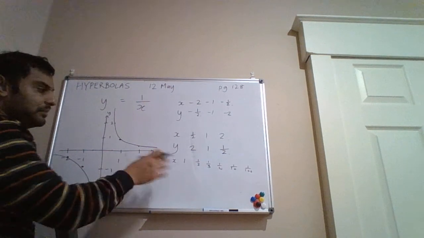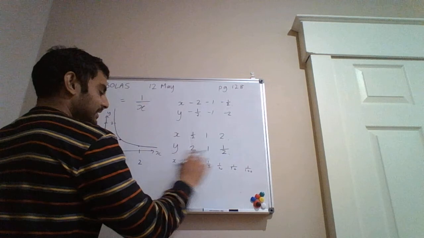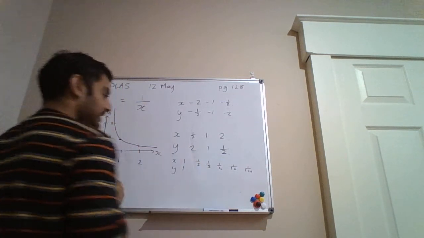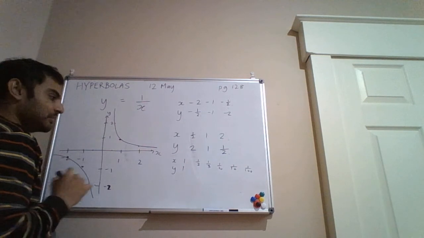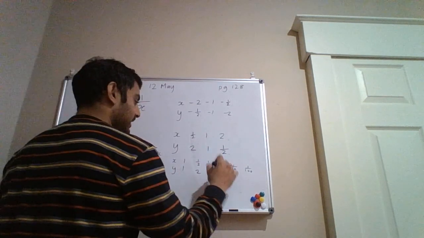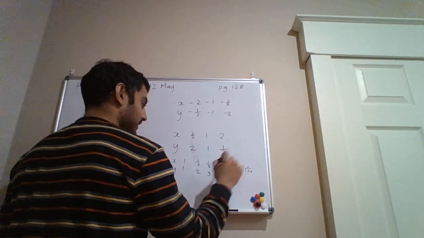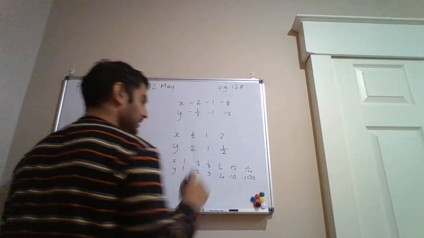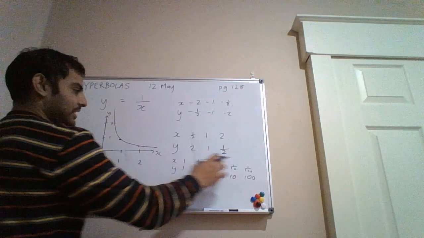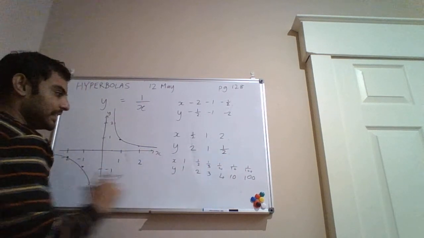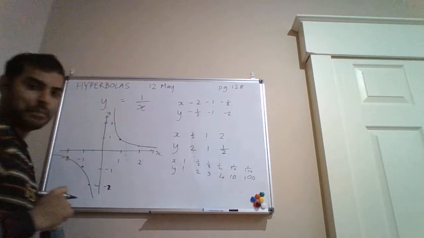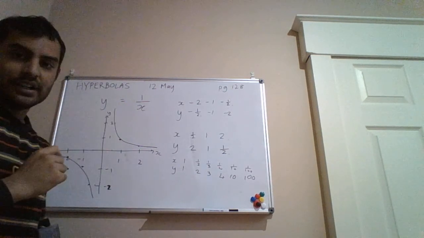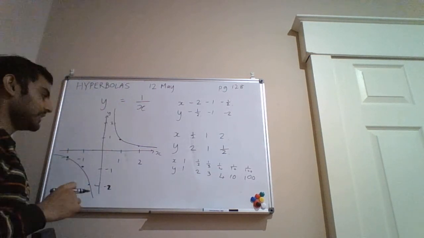So let's see how this works. Let's substitute these x values into the graph. For y, we'll get 1 over 1, which is 1. 1 divided by a half is 2. 1 divided by a third is 3. 4, 10, 100. So as x is getting closer to 0 from the right-hand side, y is just getting bigger and bigger. So that explains this shape over here.